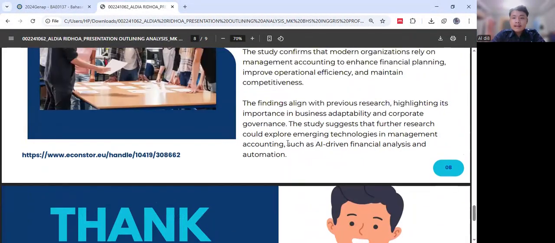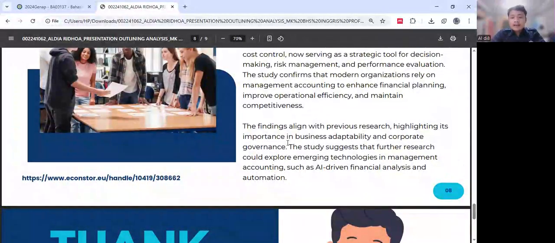And last, the findings align with previous research, highlighting its importance in business adaptability and corporate governance. The study suggests that further research could explore emerging technologies in management accounting, such as AI-driven financial analysis and automation.